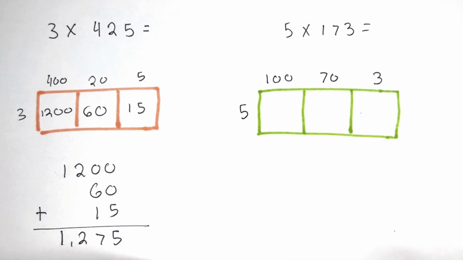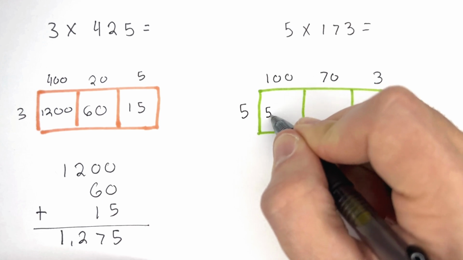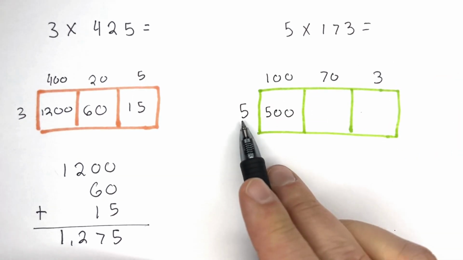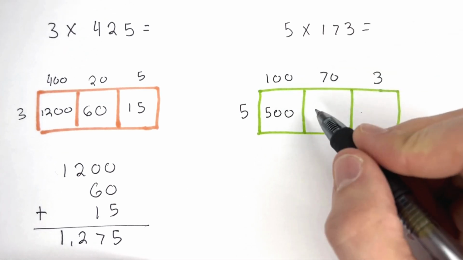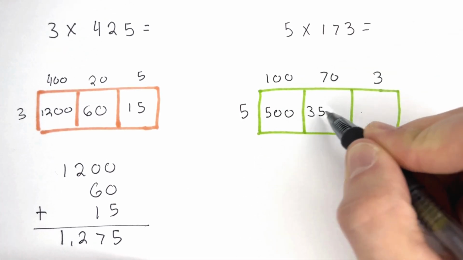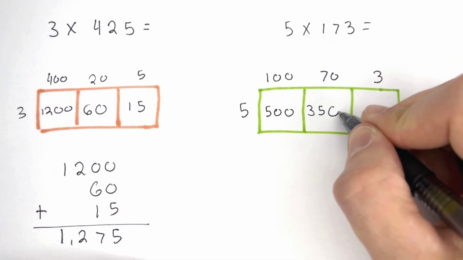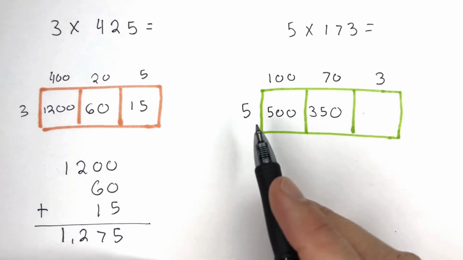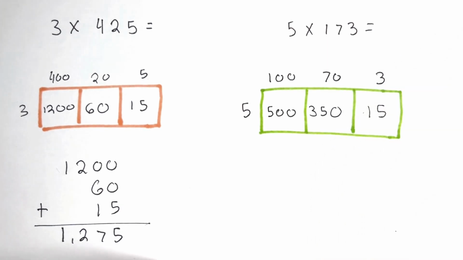All right, so 5 times 100 would be 500. All right, 5 times 70, well, 5 times 7 would be 35. And I have 1 zero I'm messing around with, so I'll just put that 0 right on the end. Then I have 5 times 3, that would be 15.